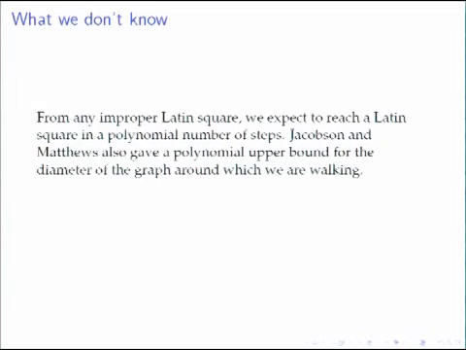So, as I just said, from any improper Latin square, you can get back to a proper Latin square on average in a polynomial number of steps. And they also have a polynomial upper bound for the diameter of the graph that we're walking around. So it is connected, it is ergodic.